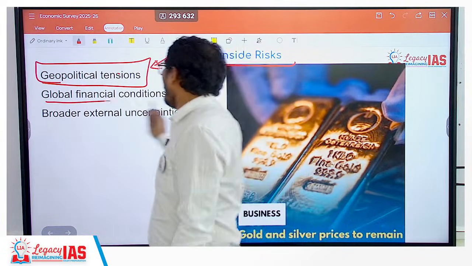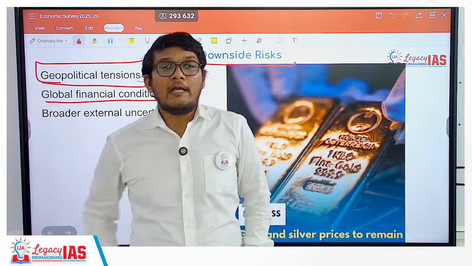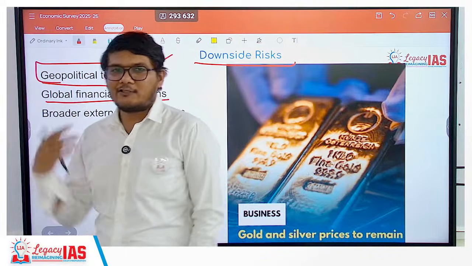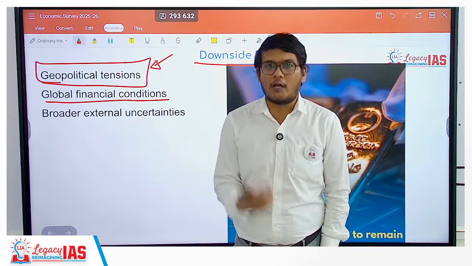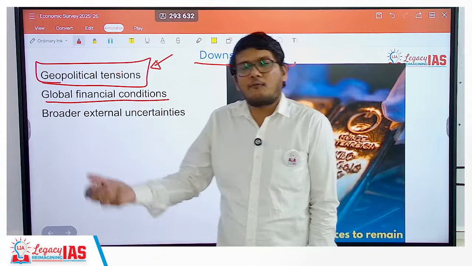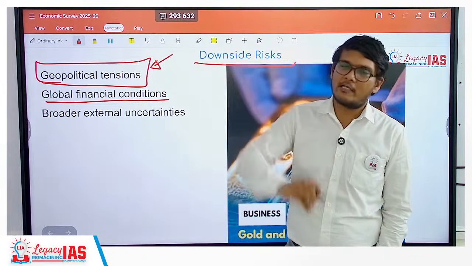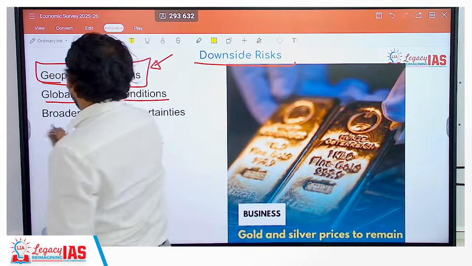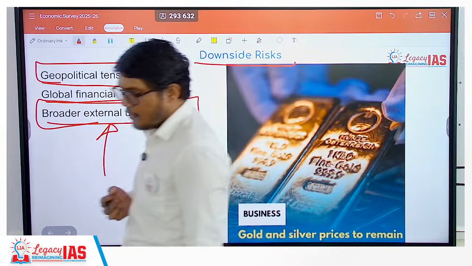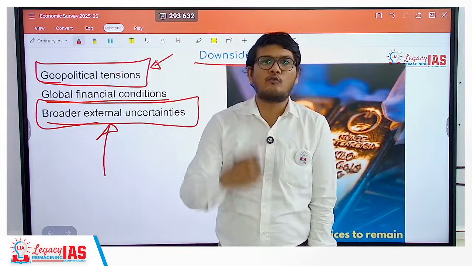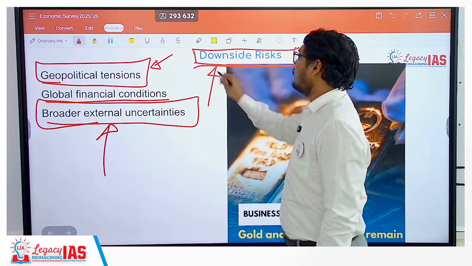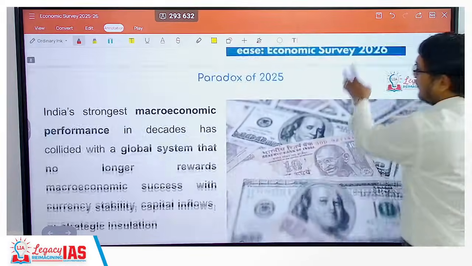Then you have the global financial conditions, of course, which is not good. If you are fighting a war, if you are in conflict, if you are spending millions and millions of dollars on arms, ammunition, destroying other nations, your economy is of course not going to do that well because you are spending money on certain other things. And the broader external uncertainties, all these things create uncertainties. Imagine a Gulf War going on. So what will happen to the crude oil production? It will of course go down, right? So all these global uncertainties are the downside risks that the economic survey talks about.